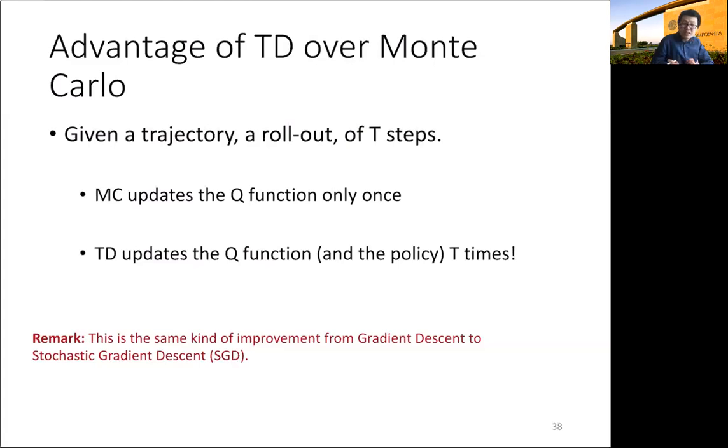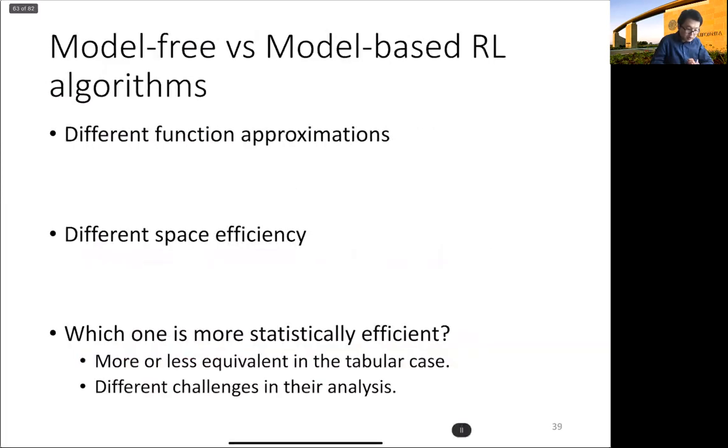This is the same kind of improvement that you get by changing from gradient descent to stochastic gradient descent, where you incrementally update your parameters after randomly picking every individual data point. All right, so I guess I'll stop here.